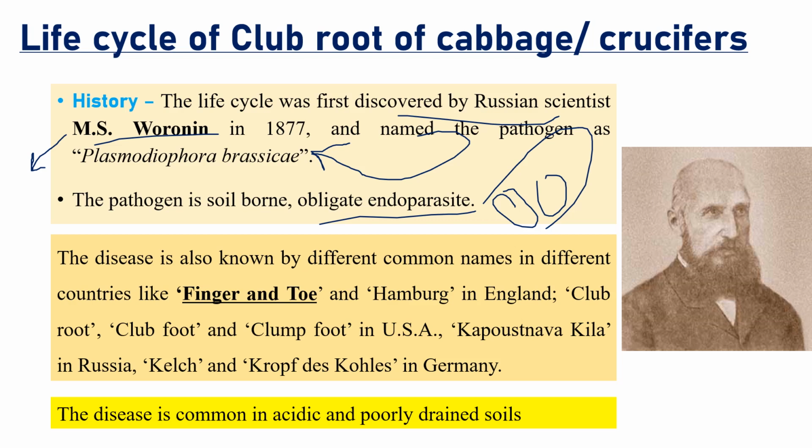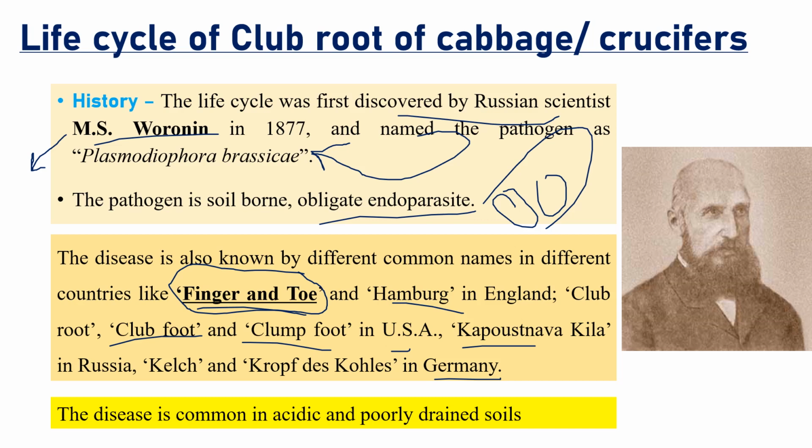This disease was known by various names: finger and toe disease or Hamburg disease in England, clubroot or clump foot, club foot in the USA, Kopostnikova Kela in Russia, and Kohlhernie in Germany. These are the different names used in each country. In exams, a question may ask which disease is the synonym of finger and toe disease: clubroot of cabbage. This question has been asked many times, so go through the other names as well.